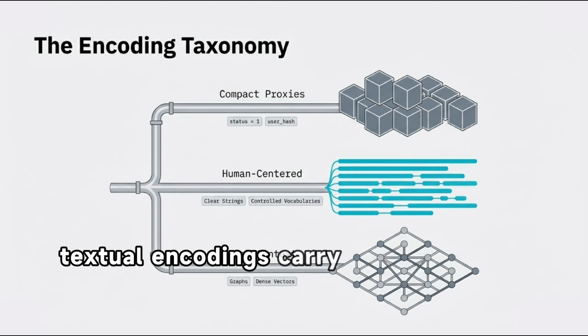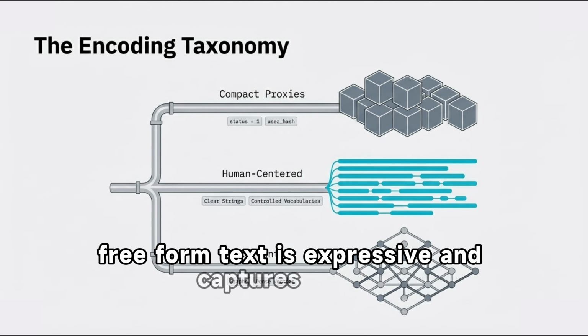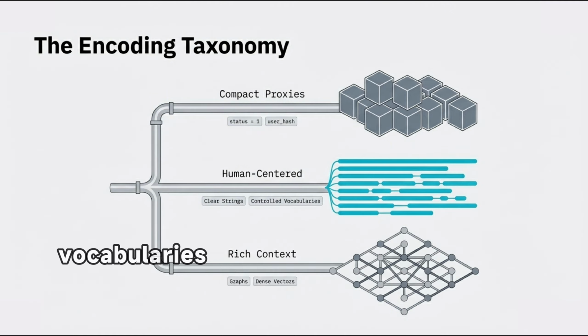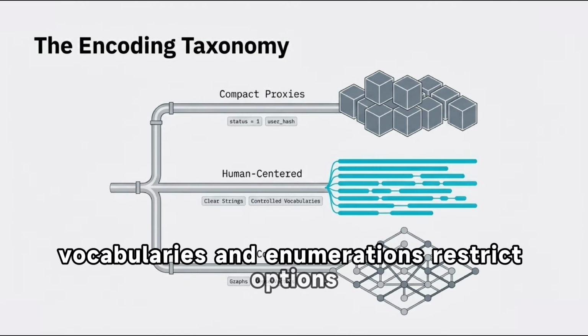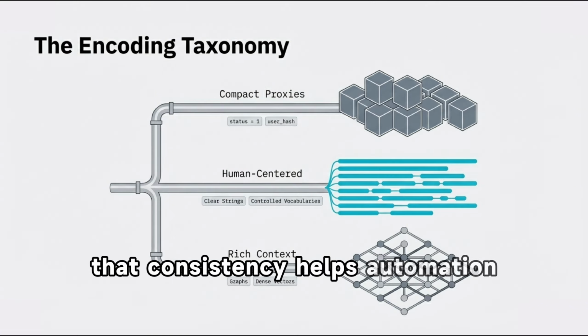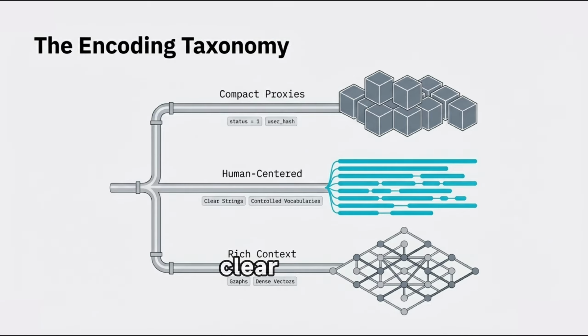Textual encodings carry a different set of trade-offs. Free-form text is expressive and captures nuance, but it is messy to analyze. Controlled vocabularies and enumerations restrict options so meaning stays consistent. That consistency helps automation. There is value in using human-centered encodings. Clear strings or structured objects are often better than cryptic tokens when people explore the data.